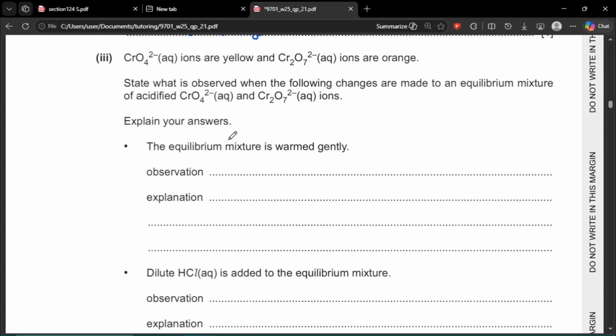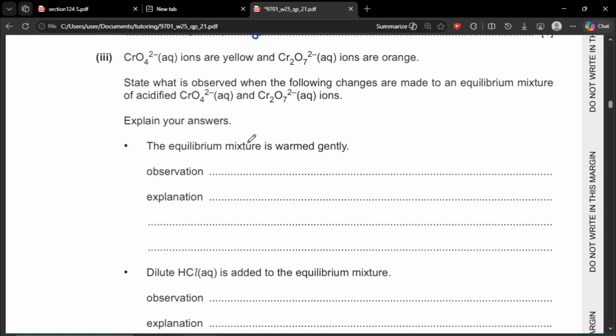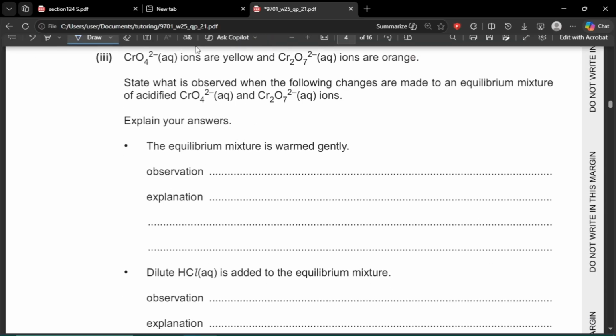Okay, now this is a really fun question because I think it tests your understanding of equilibrium. In my opinion, these were really fun because it basically tests you. Anyways, let's read the question and see what they're asking for.